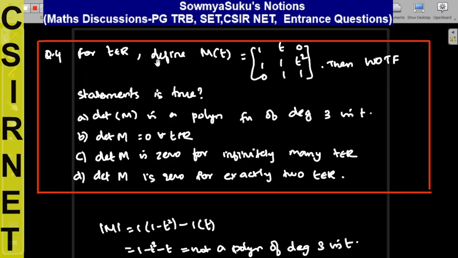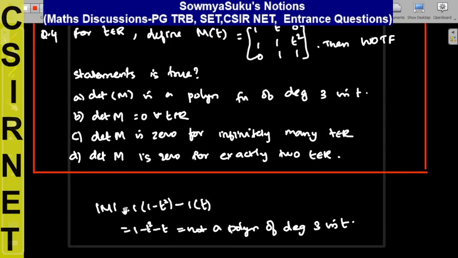For t belongs to R, define M(t) equal to the matrix [1, t, 0; 1, 1, t²; 0, 1, 1]. Then which of the following statements are true? Determinant of M is a polynomial function of degree 3 in t. Determinant of M equals 0 for all t belongs to R. Determinant of M is 0 for infinitely many t, and determinant of M is 0 for exactly 2 t belongs to R.